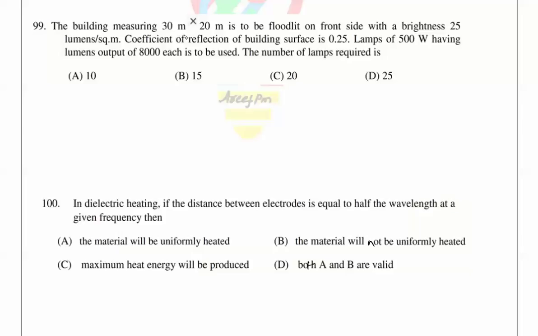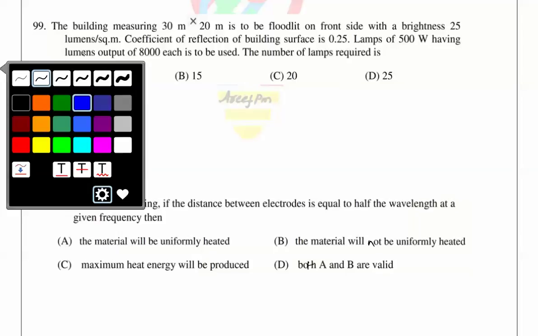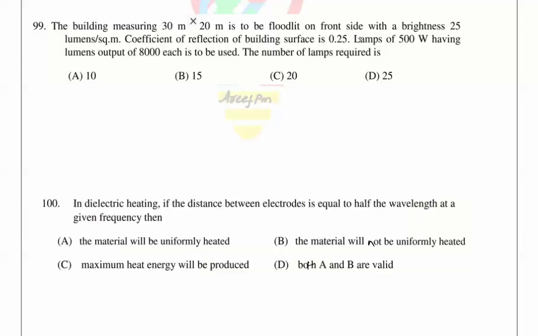The next question, the building measuring 30 meters into 30 meters is to be floodlit on the front side with a brightness of 25 lumens per square meter. Coefficient of reflection of building surface is 0.25. The lamp of 500 watt having a lumen output of 8000 each is to be used. The number of lamps required.